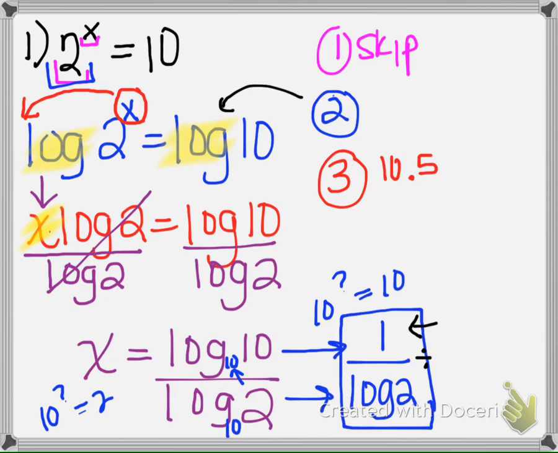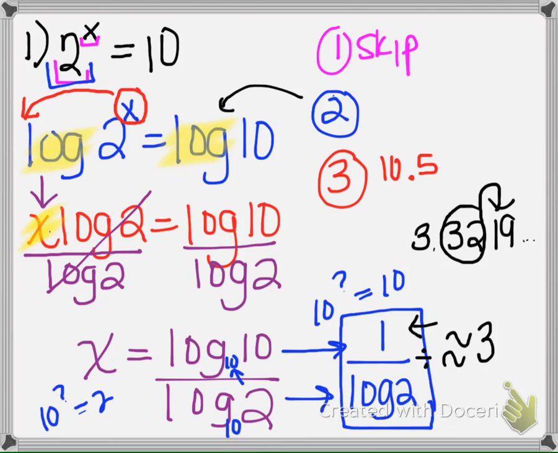So your calculator will show something like 3.3219, etc. So 2 decimal places. So we're going to look at the third number, and it's not 5 or higher. So that means 1 divided by log 2 is about 3.32.